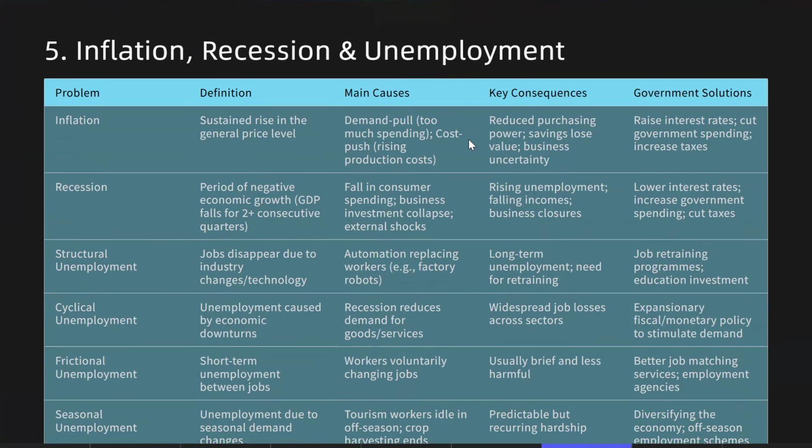We're going to take a little look at inflation and recession. We kind of looked at it already in a little sense. And then the different types of unemployment. And if it didn't POB, you're supposed to know the different types of unemployment.